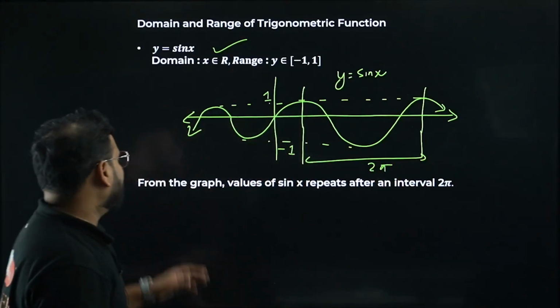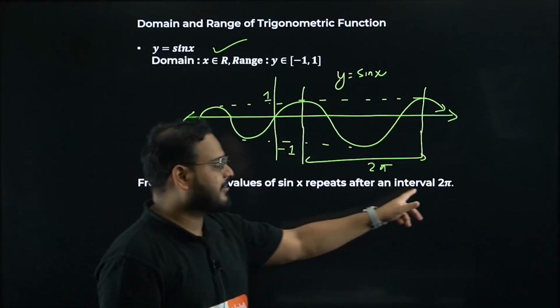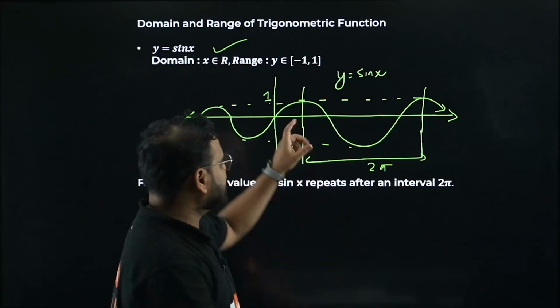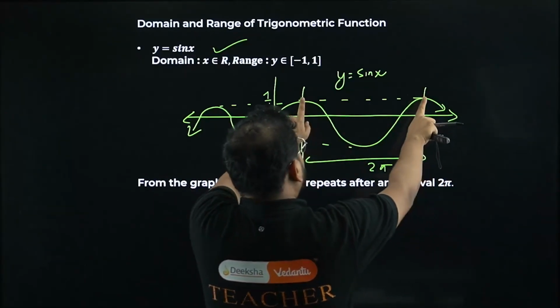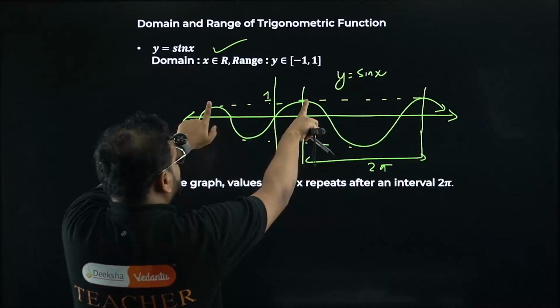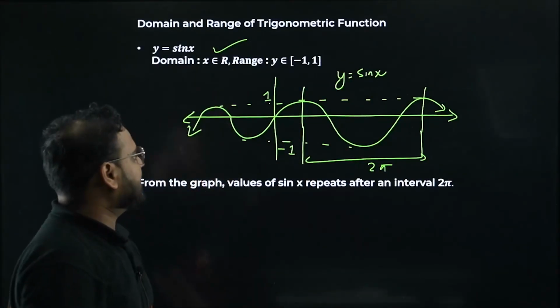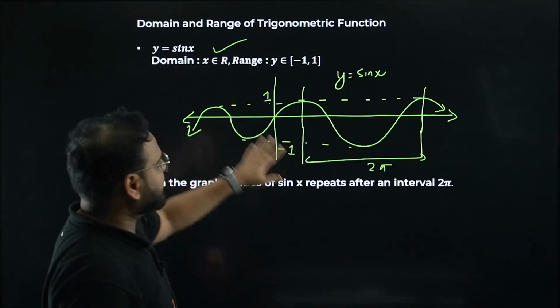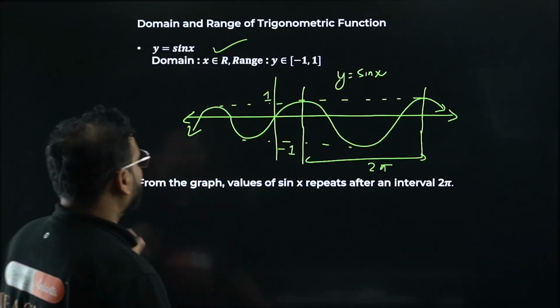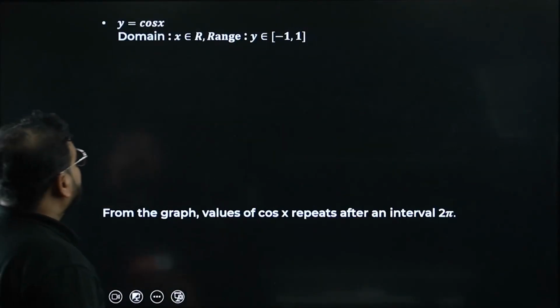So the graph of sin x repeats after every interval of 2 pi. If you see the next 2 pi, again the graph will be the same. You check over here also, this is the same, right? You'll have one more, so this will be the same. So the graph will repeat itself after every 2 pi interval. Got it? Moving on.